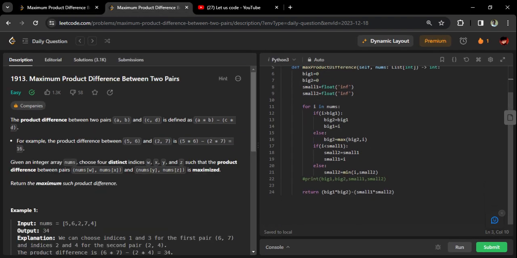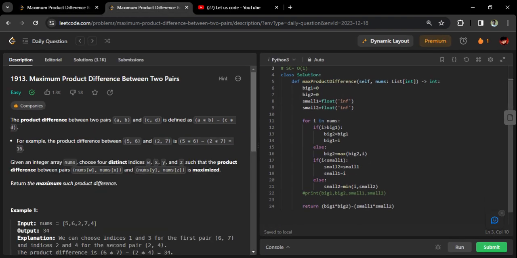This is the optimized solution which I have designed. Here I will keep four variables, because ultimately we need four variables for the answer, right? So big one, big two. Big one means the first biggest, big two means the second biggest, that is, big one will be greater than big two. Similarly, I have small one and small two.